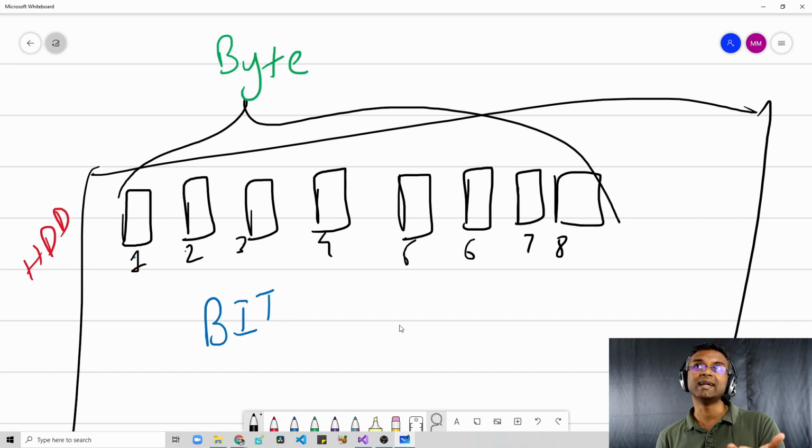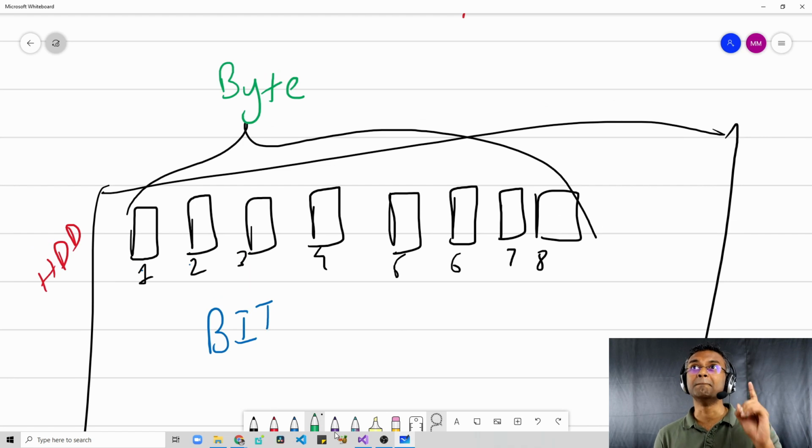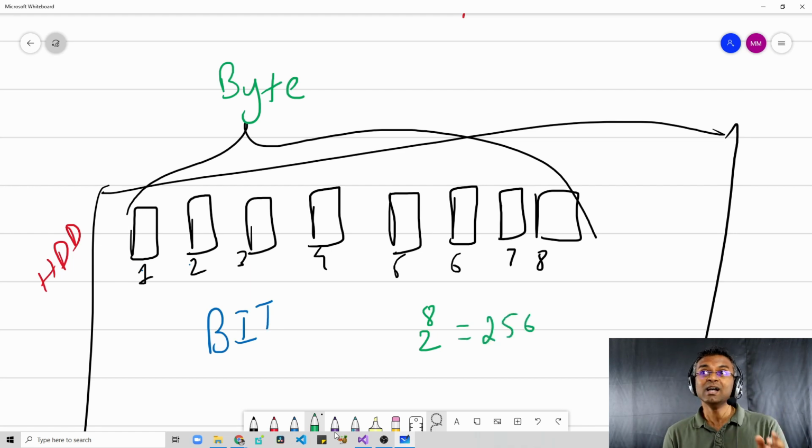A byte has 8 bits. One byte is made up of 8 bits. So with just a single byte of memory, we can store 2 to the power of 8 states, which is basically 256. 2 to the power of 8 is 256. So that means we can store 256 different states, because just imagine.